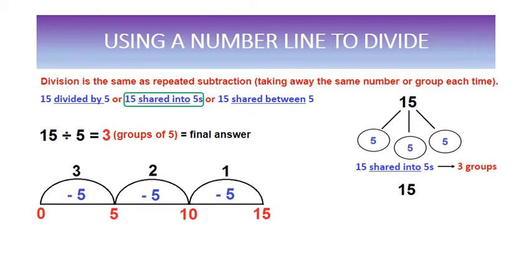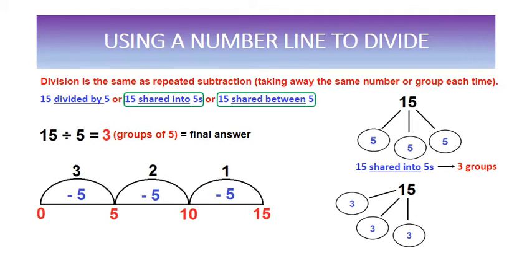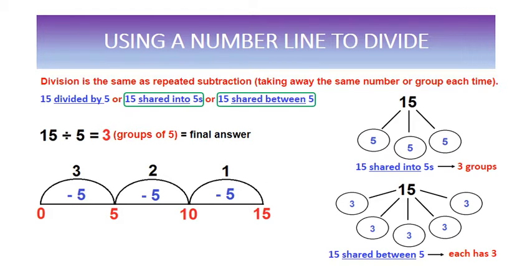Now, if we look at the third way of reading that calculation, which is 15 shared between 5, let's do that now. So imagine we've got 15 sweets. We're going to share them equally between 5 friends. If I think about my 3 times table, 3, 6, 9, 12, 15. There we have it. Each person is going to get 3 sweets.